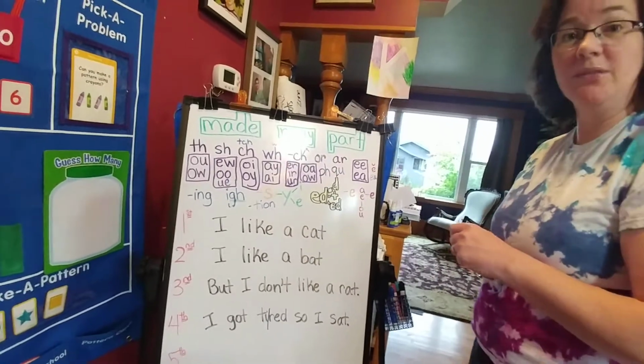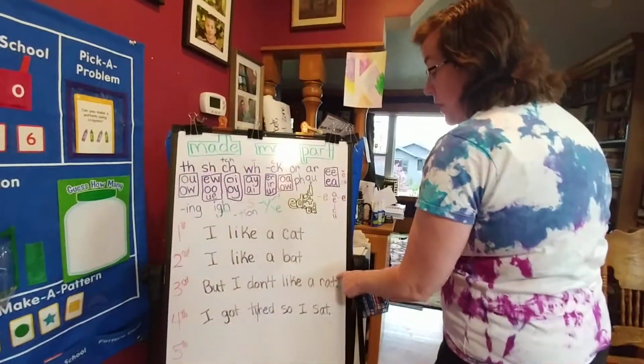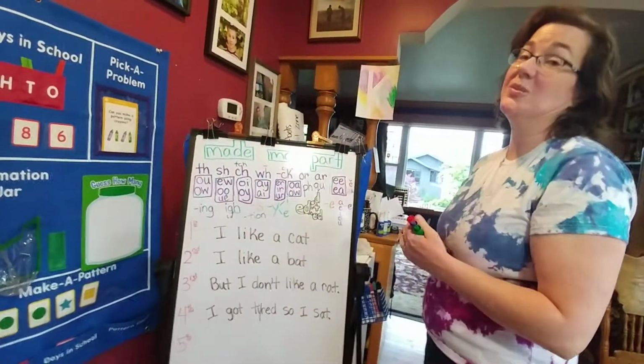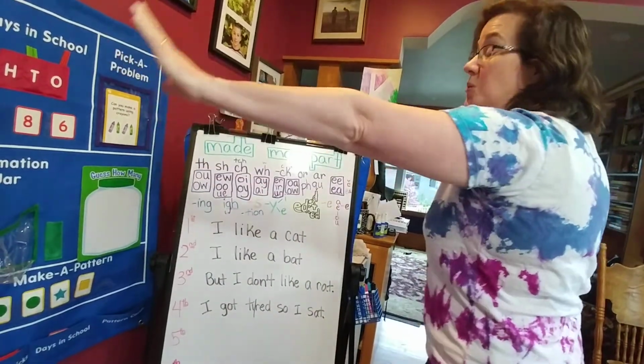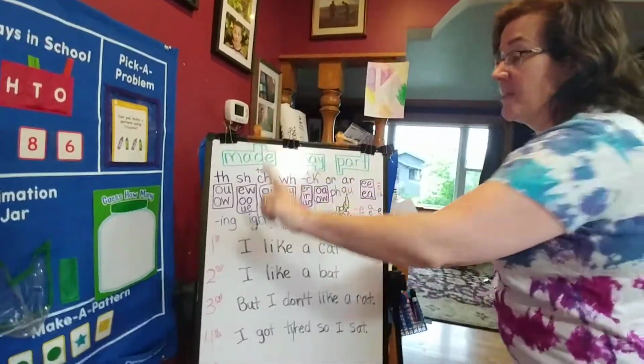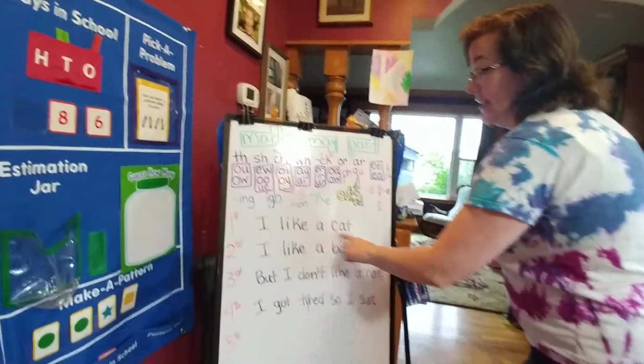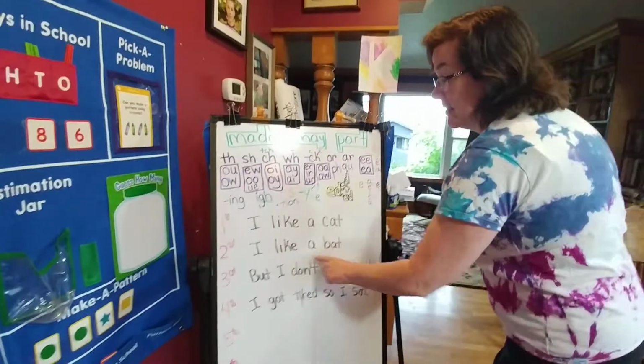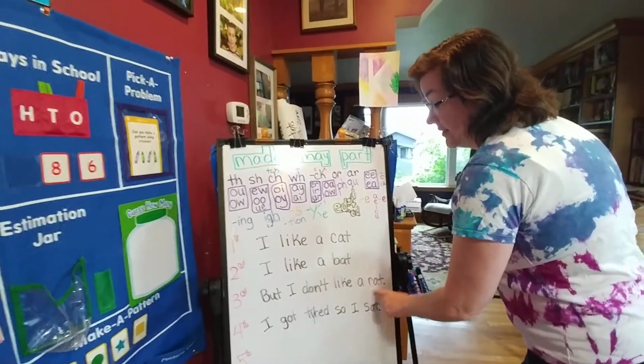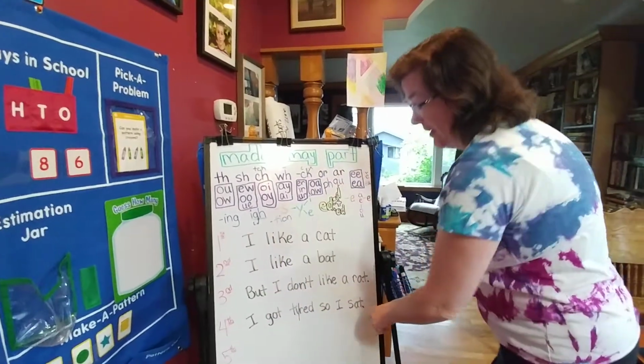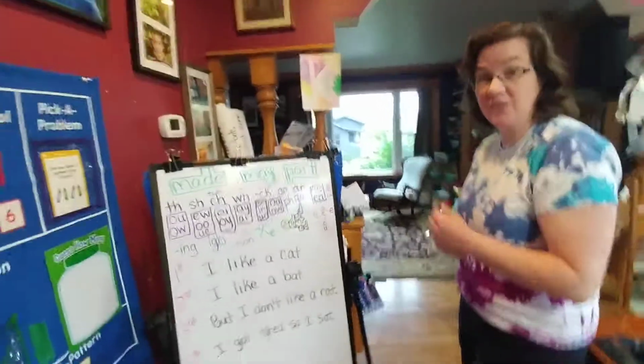Do you hear all those rhymes? Cat, bat, rat, sat. All right, now let's read it one last time. As smooth as possible. Get your pointers up with me. I like a cat. I like a bat. But I don't like a rat. I got tired, so I sat. You got tired thinking about all those animals.